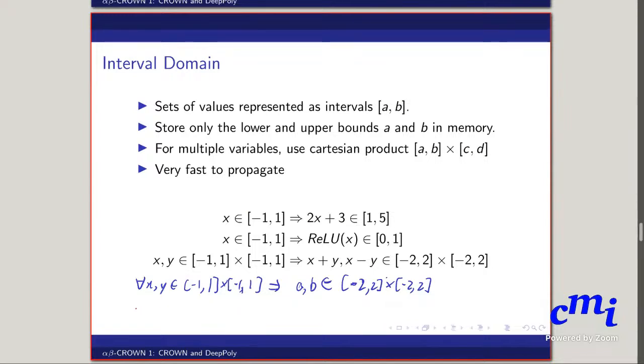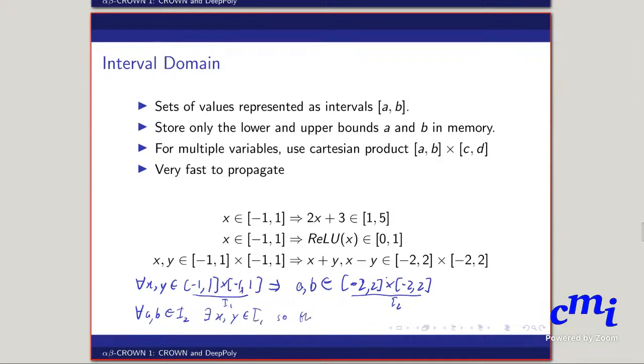But my question is, is it the case that for all a comma b, there exists x comma y? So for all a comma b belongs to, let's call this I2, and let's call this I1. For all a comma b belongs to I2, is it the case that there exists x comma y belonging to I1 so that a is equal to x plus y, b is equal to x minus y? So are we really having something extra?